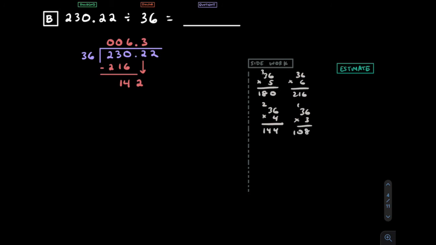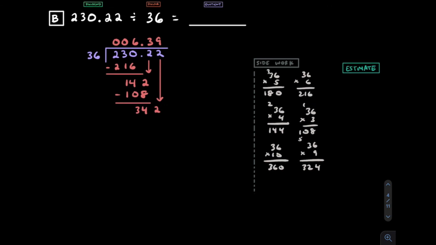We'll put a 3 up here in our quotient and multiply 3 times 36 to get 108. When we subtract here, our remainder is 34. We'll bring down the 2 to repeat this one last time. Now we know 36 times 10 must be 360, so it has to be 36 times 9. 36 times 9 is going to be 324. This is going to work. Put a 9 up here in our quotient. 9 times 36 is going to be 324, and we'll subtract to get a remainder of 18.